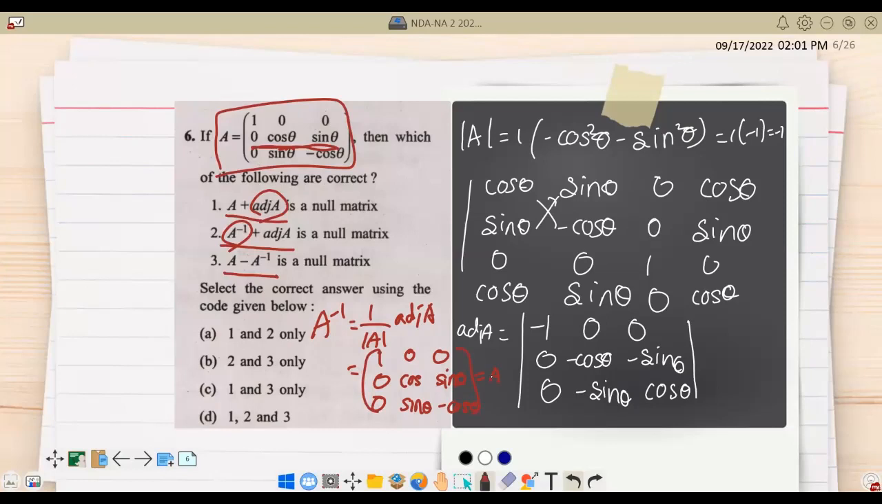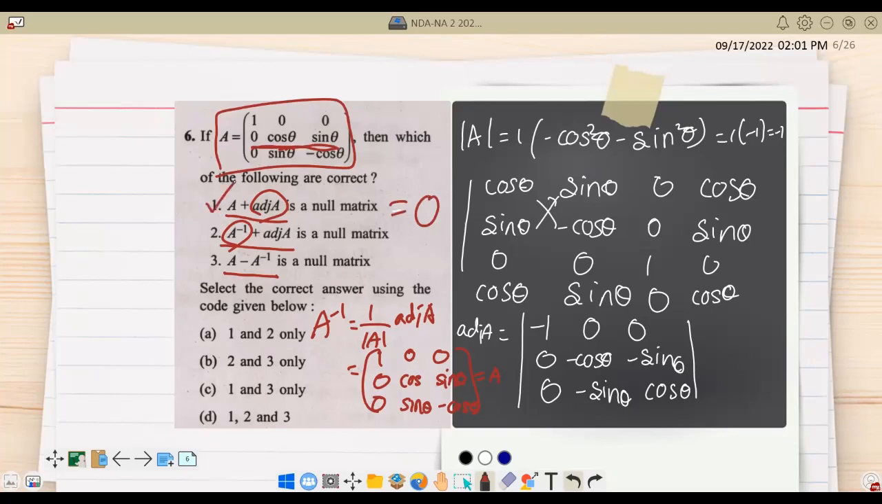So now we'll see the first statement. What is the first statement? A plus the adjoint of A. If you add A plus the adjoint of A, that is 1 minus 1, 0, the element also 0, the element also 0, then next 0, cos theta minus cos theta, sin theta minus sin theta, 0, sin theta minus sin theta, minus cos theta plus cos theta. So totally we'll get all elements as 0. So it is a null matrix. So the first statement is correct.